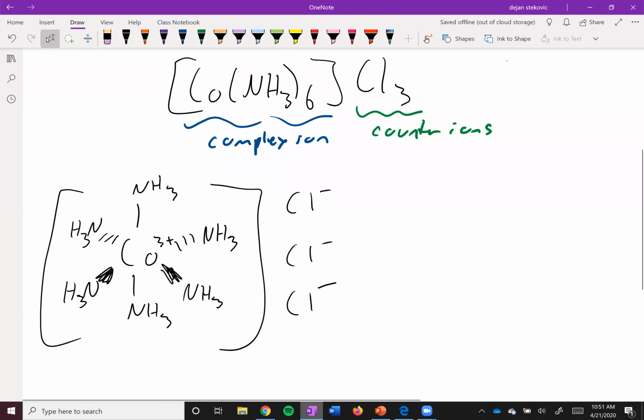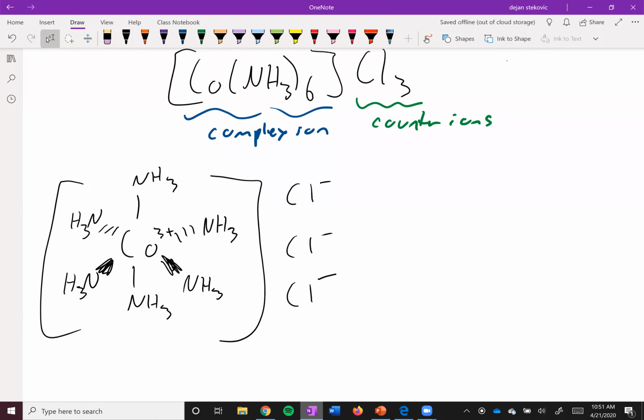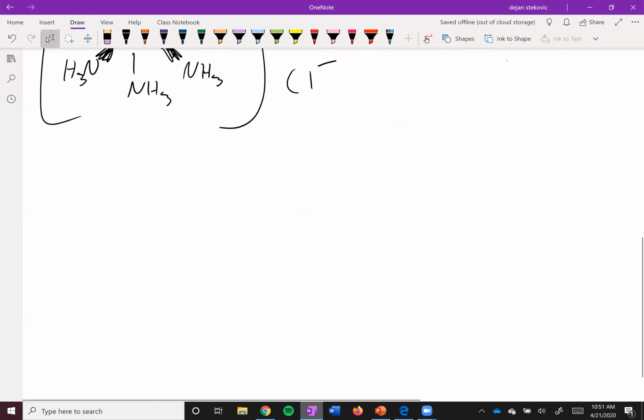Notice that the charge of the transition metal doesn't really relate to the number of things attached to it. So it's a bit different there. And one of the main things you'll see with transition metals is that they always just kind of do their own thing.